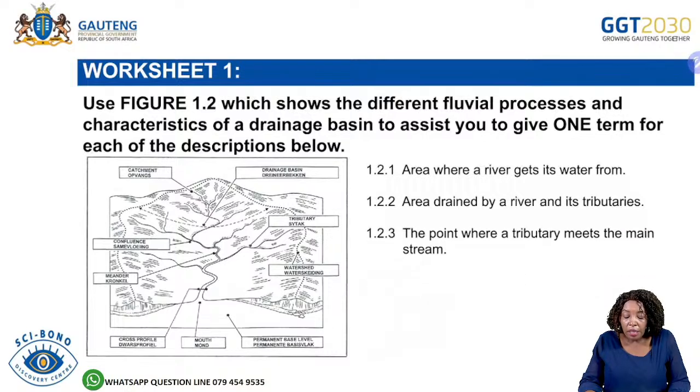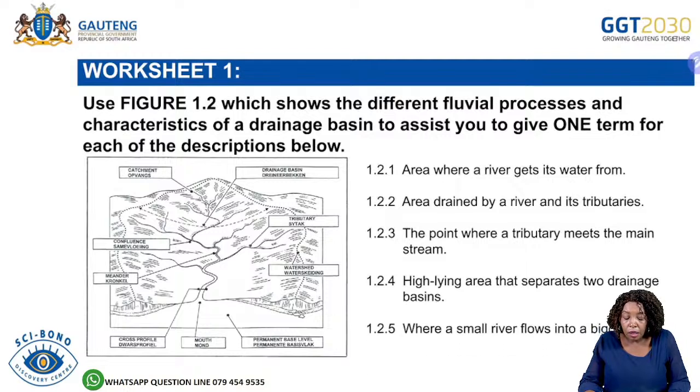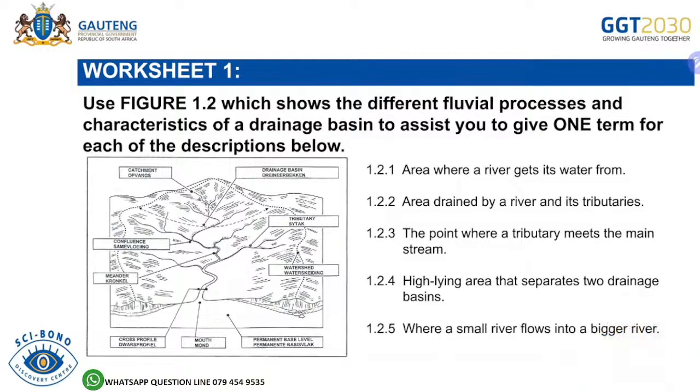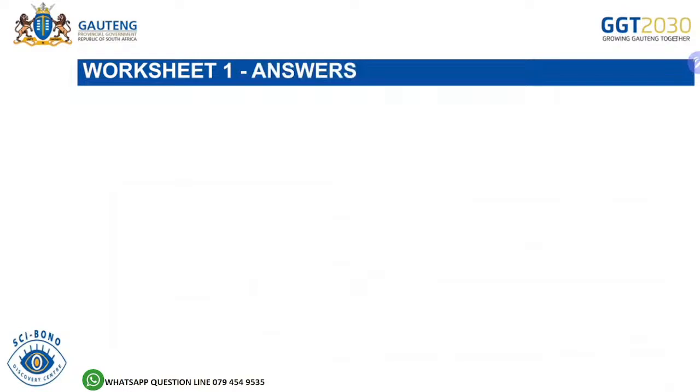The point where a tributary meets the main stream. High-lying area that separates two drainage basins. Where a small river flows into a bigger river. Okay, so these are your questions. I am going to give you 2 minutes to jot down your answers quickly, and then we will look at what would be the correct answers. Rather, let me go back. These are your questions. You've got 2 minutes to respond to this worksheet.